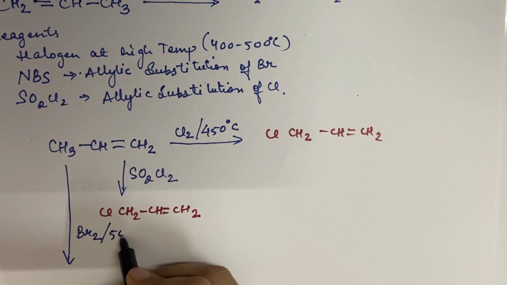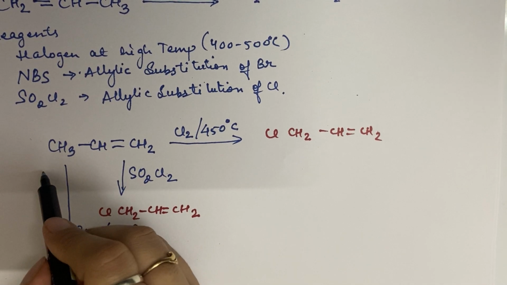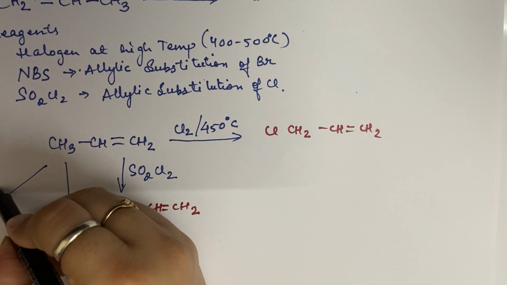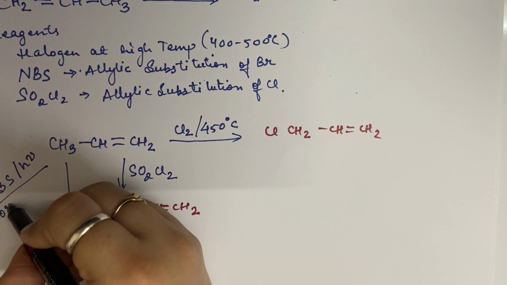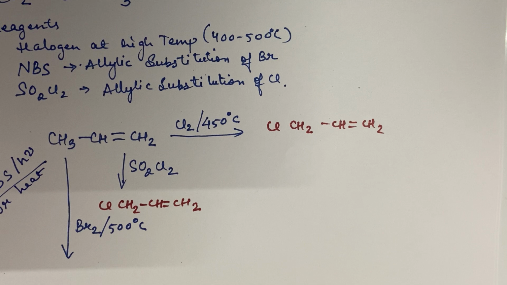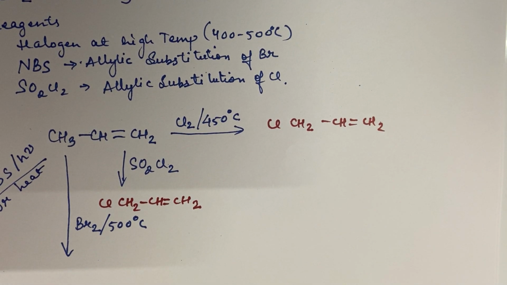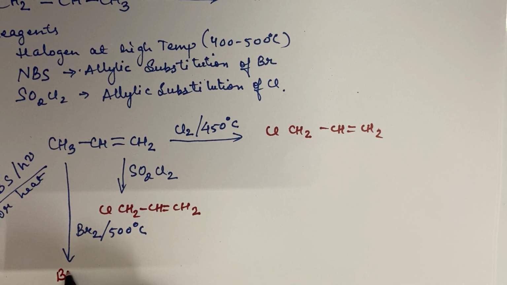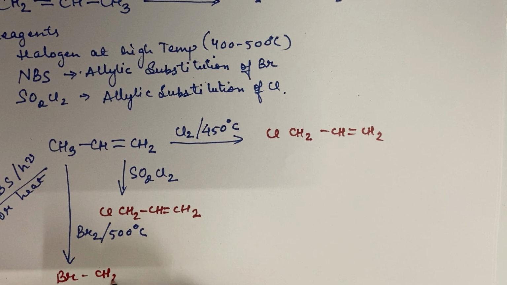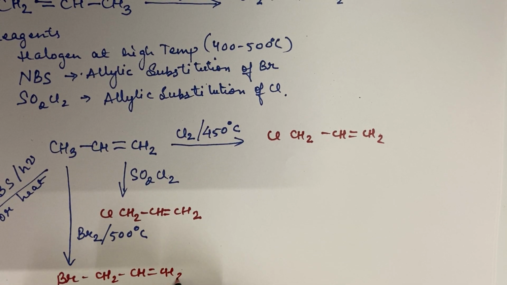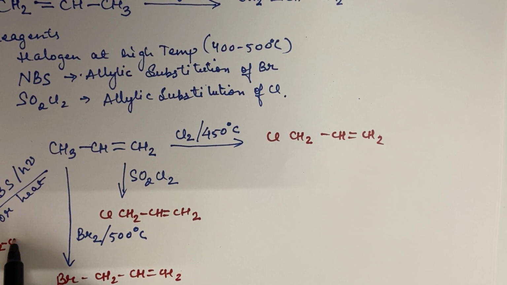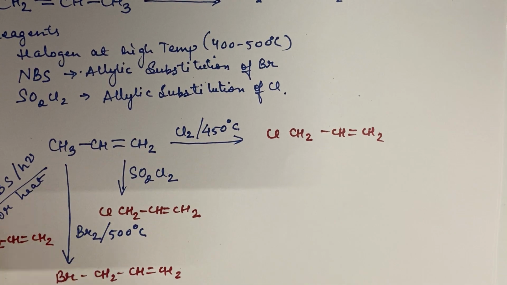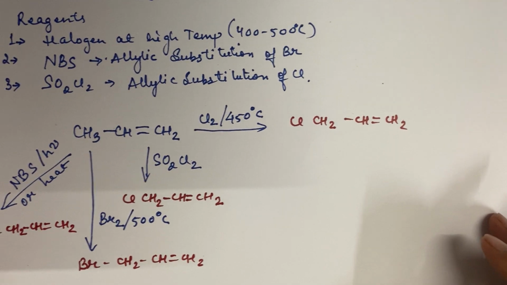Br2 at 500 degrees Celsius, and then you can add NBS also in the presence of light or heat. What will be the products? Yes, you are absolutely right. The product will be Br, CH2, single bond CH, double bond CH2, and this is also Br, CH2, single bond CH, double bond CH2. So these will be your answers.